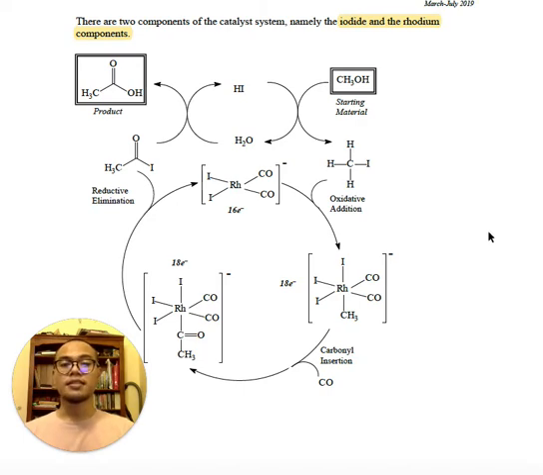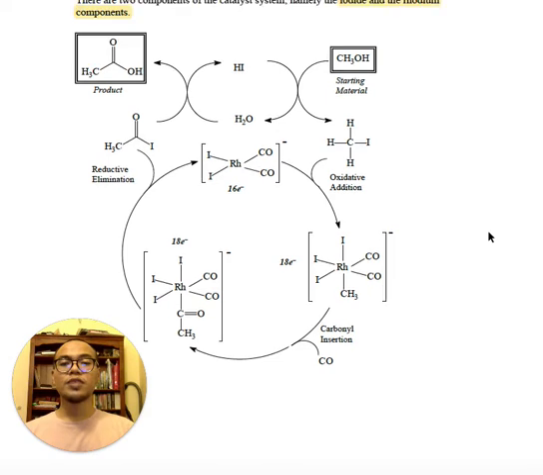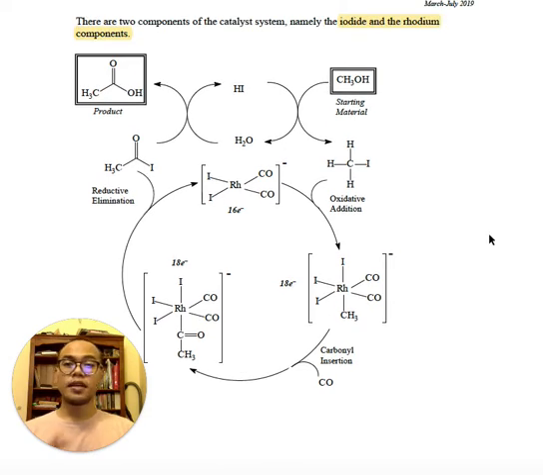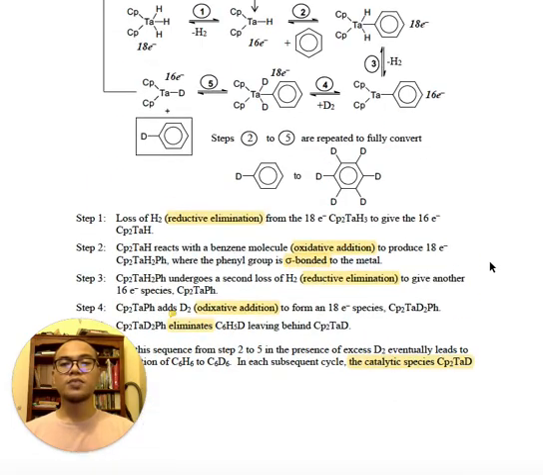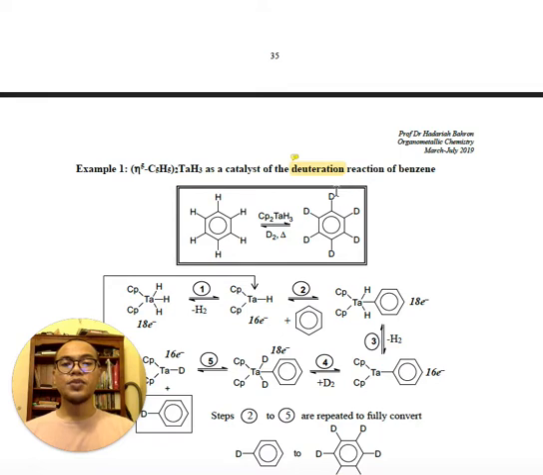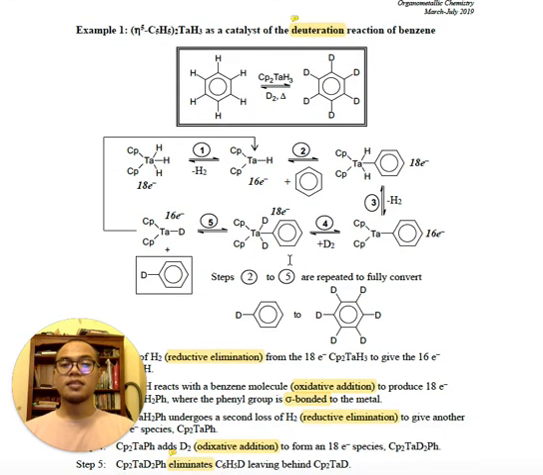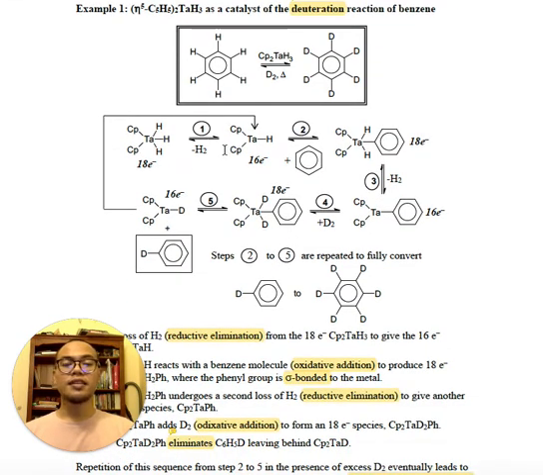Easy, right? So we have learned 2 things here. There are 2 examples that I've shown you here. Let us revise. The first one is on the deuteration reaction of benzene. All hydrogen in the benzene replaced with the deuterium. We are using cyclopentadienyl tantalum trihydride as our catalyst. So we see that reductive elimination as well as oxidative addition are taking place here.